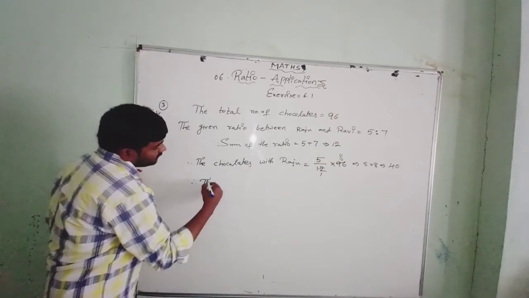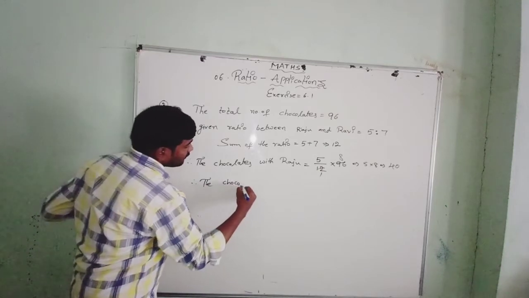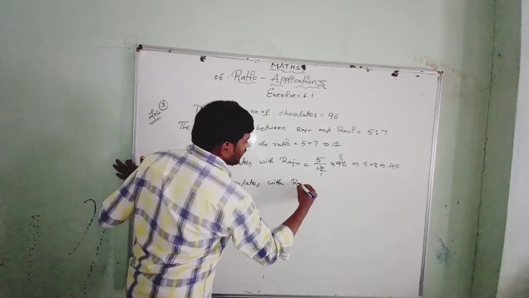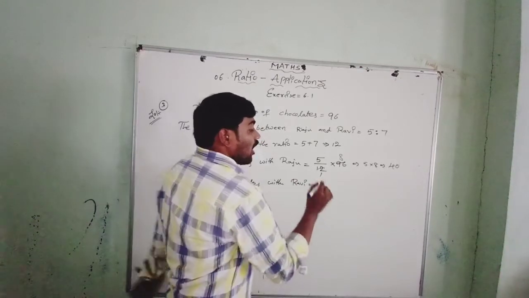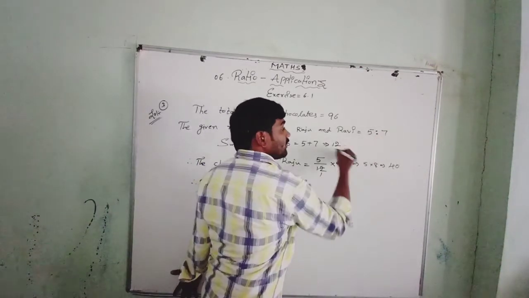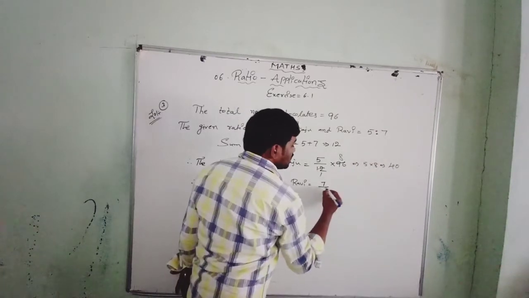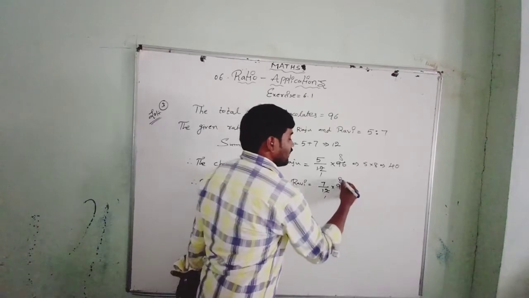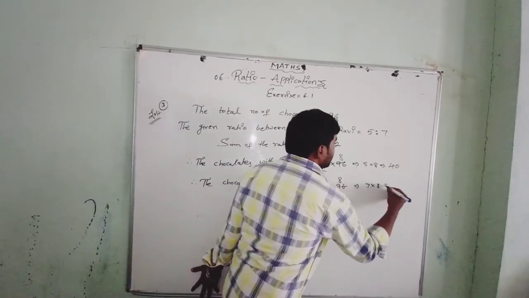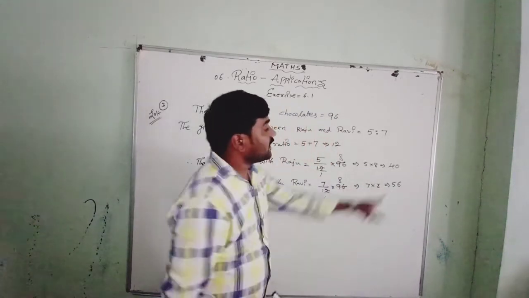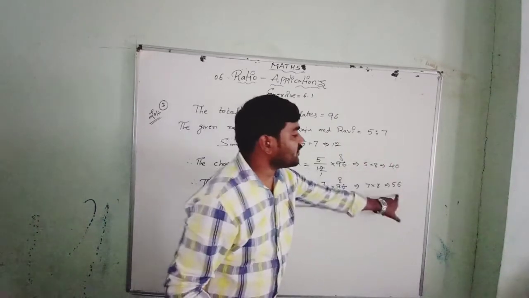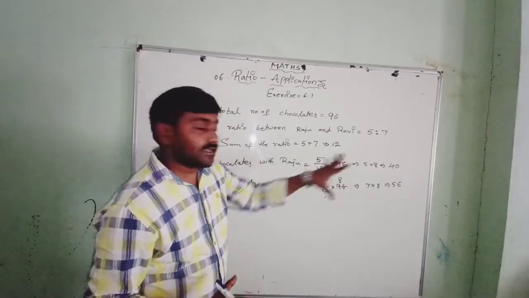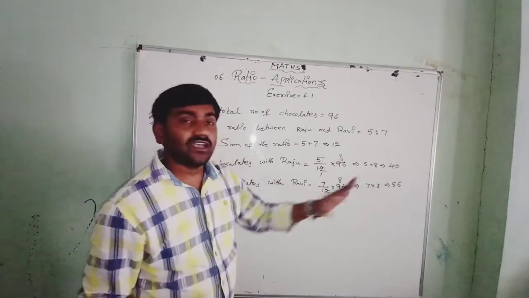Now, the chocolates with Ravi. How many chocolates does Ravi have? How many parts did he take? Out of 12 parts, he takes only 7 parts. So 7 by 12 into 96. Again, 12 eights are 96, so 7 into 8 equals 56. See, 40 plus 56 is 96. So the chocolates with Raju is 40, and the chocolates with Ravi is 56.